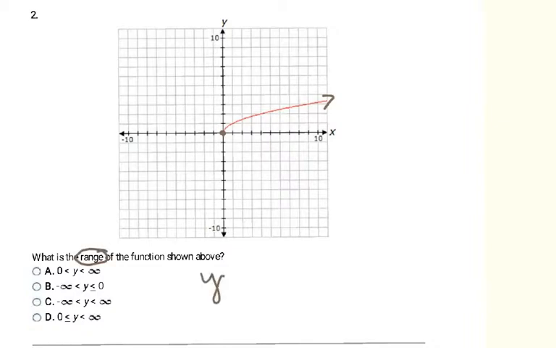So remember, range, we're looking at the y coordinate. So I'm going to look at where my graph starts. It definitely starts here. So I'm going to look at the y-coordinate there. The y-coordinate there is 0. And then from there, it continues to rise. And we assume that it continues to rise forever. So it doesn't really have an ending. So it just keeps rising into infinity. So that means my range is going to go from 0 to infinity. And a sideways 8 is the infinity sign.